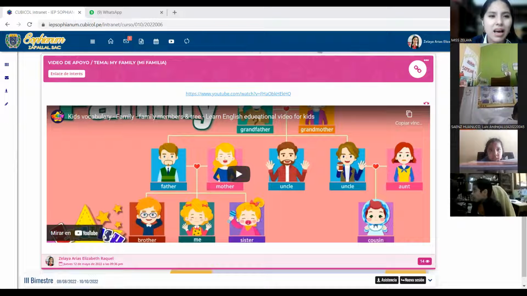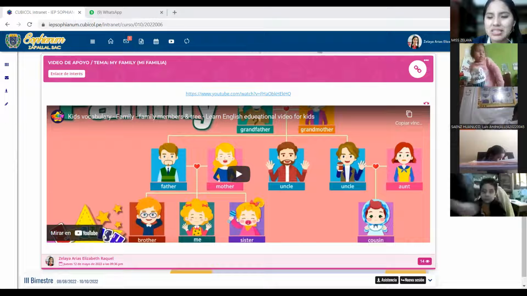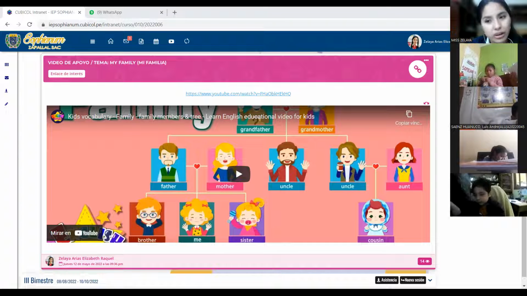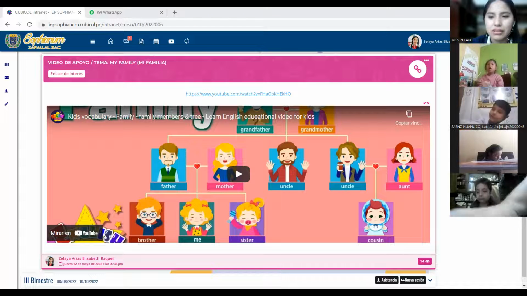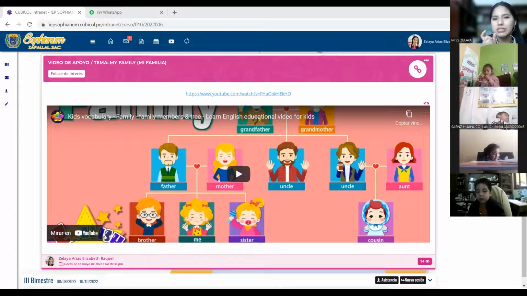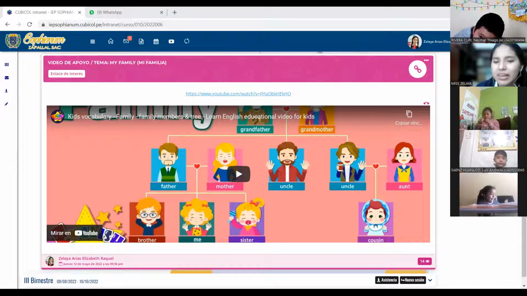Continue. And miss, how do you say abuelo in English? Grandpa. Okay? Abuelo in English is grandpa, or grandfather. O también se dice grandfather. Okay? The two are correct. Los dos son correctos, grandfather or grandpa. Obviamente, grandpa es más cortito y más fácil. Grandpa and grandma. Grandmother and grandfather. Ok, let's continue.